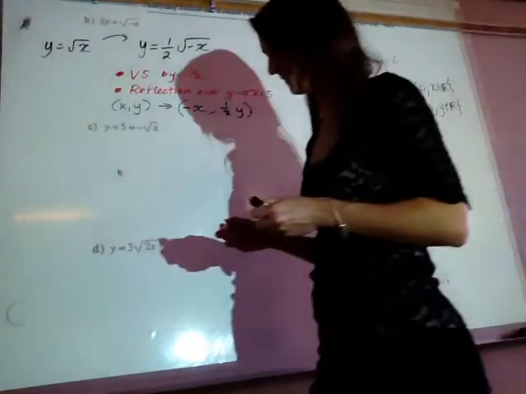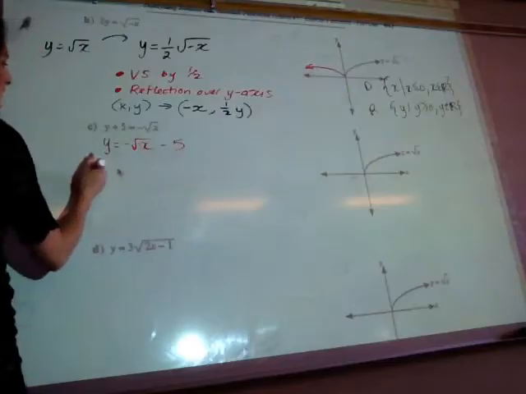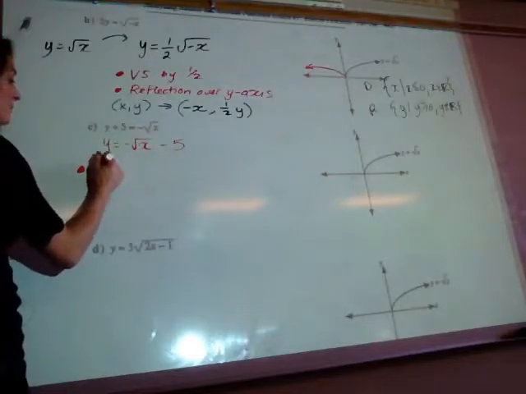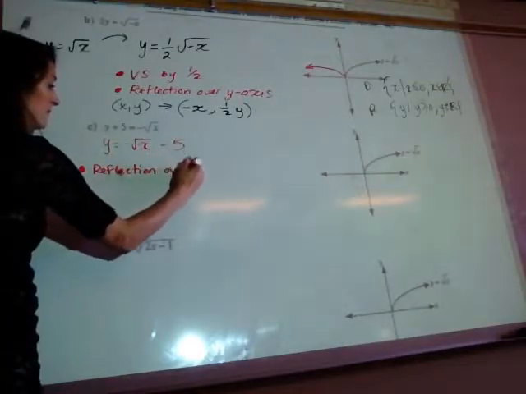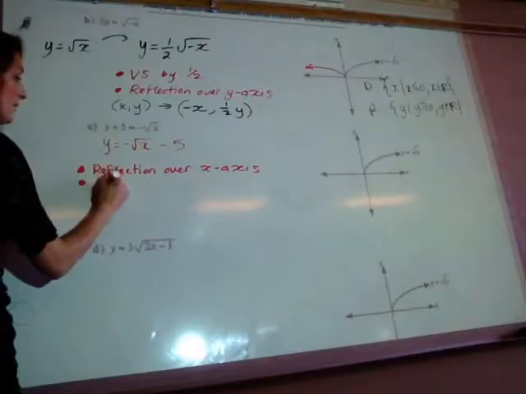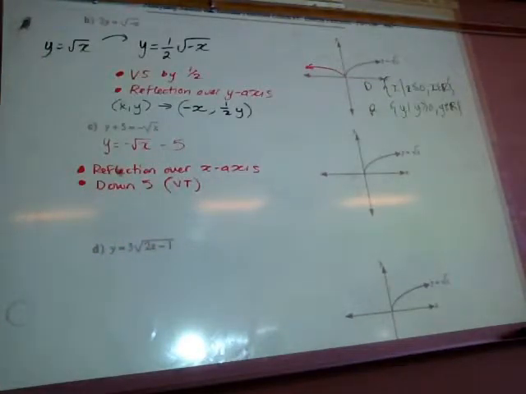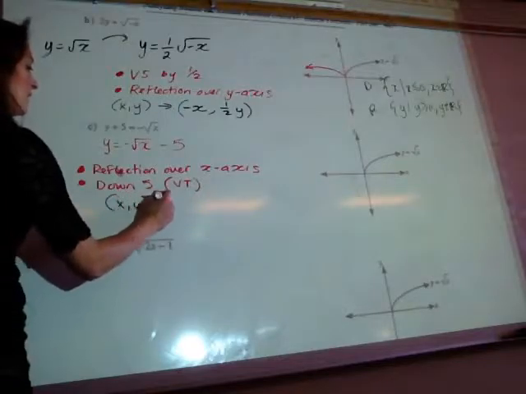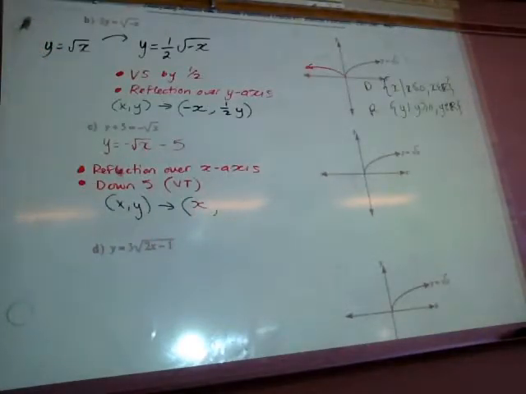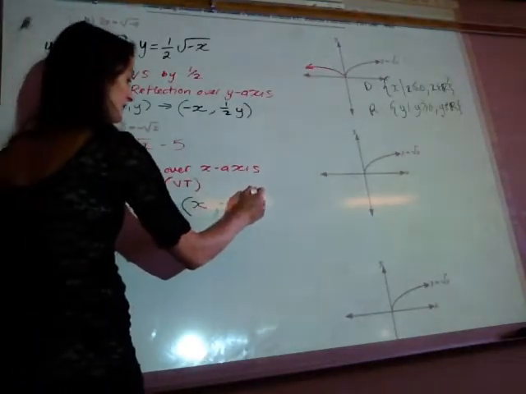Alright, part C. Let's rearrange this for y equals. We got y equals negative square root of x minus 5. What are the transformations? We're reflecting over the x-axis because y will change. And we're going down 5 units, which will be a vertical translation. So our point mapping, x, y, will go to reflection over the x-axis. So x will stay the same, but y is going to have a change in sign, so we have negative y. And then we're moving down 5 spaces, so we also subtract 5.